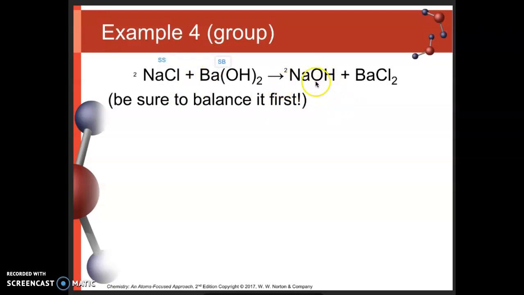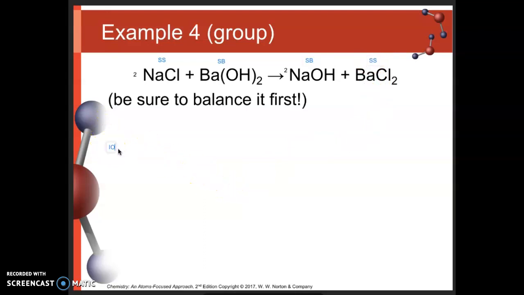Here I've got sodium hydroxide. Sodium is in group 1, so it's a strong base as well. And I've got barium chloride. Chlorides are usually soluble. The exceptions are lead, mercury 1, and silver. Barium is none of those. This is a soluble salt also.